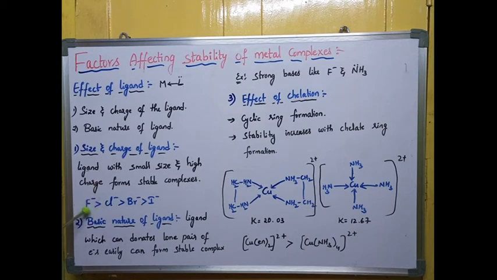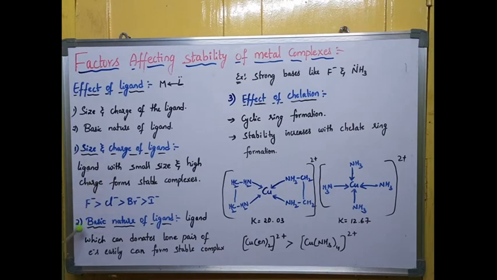So F minus is more stable than Cl minus. Cl minus is more stable than Br minus, and Br minus is more stable than I minus. So it is based on the size of the ligand. From top to bottom, size increases. So F minus will have a small size. Because of this small size, it is involved in stable complex formation. So with small size and more charge, we can form a more stable complex.